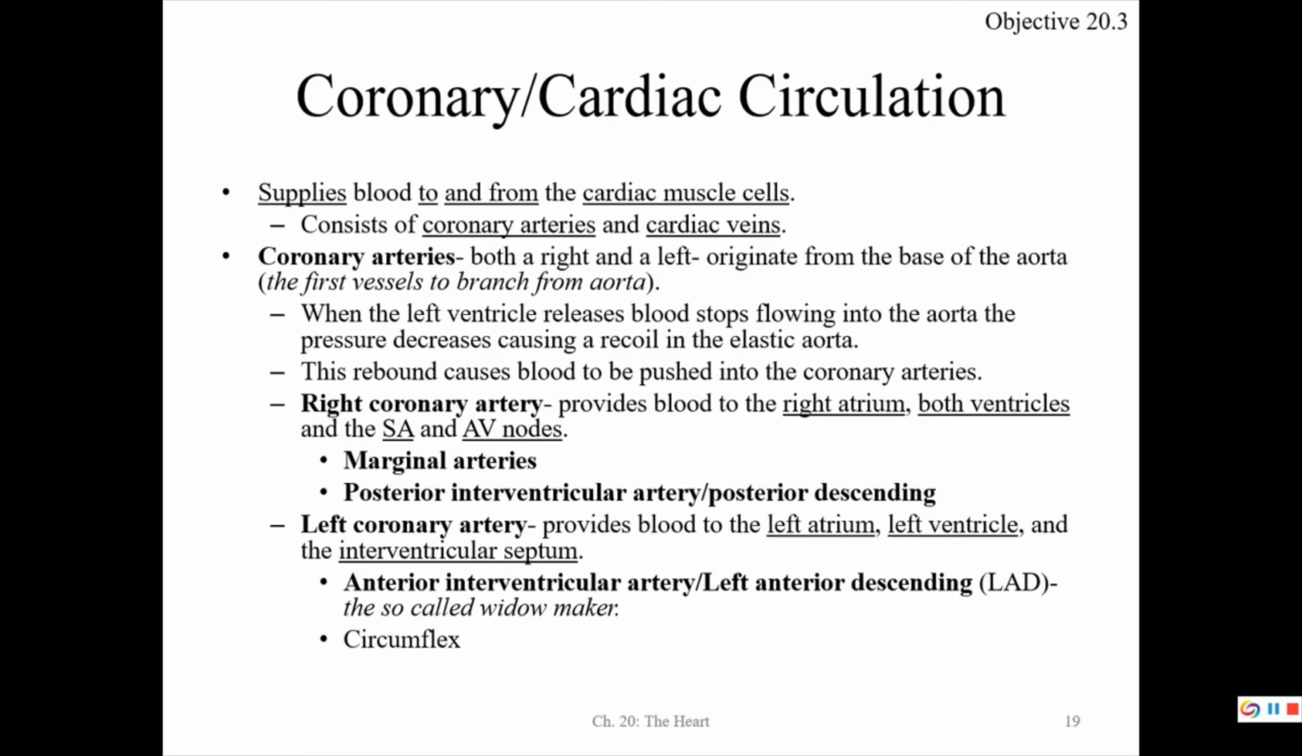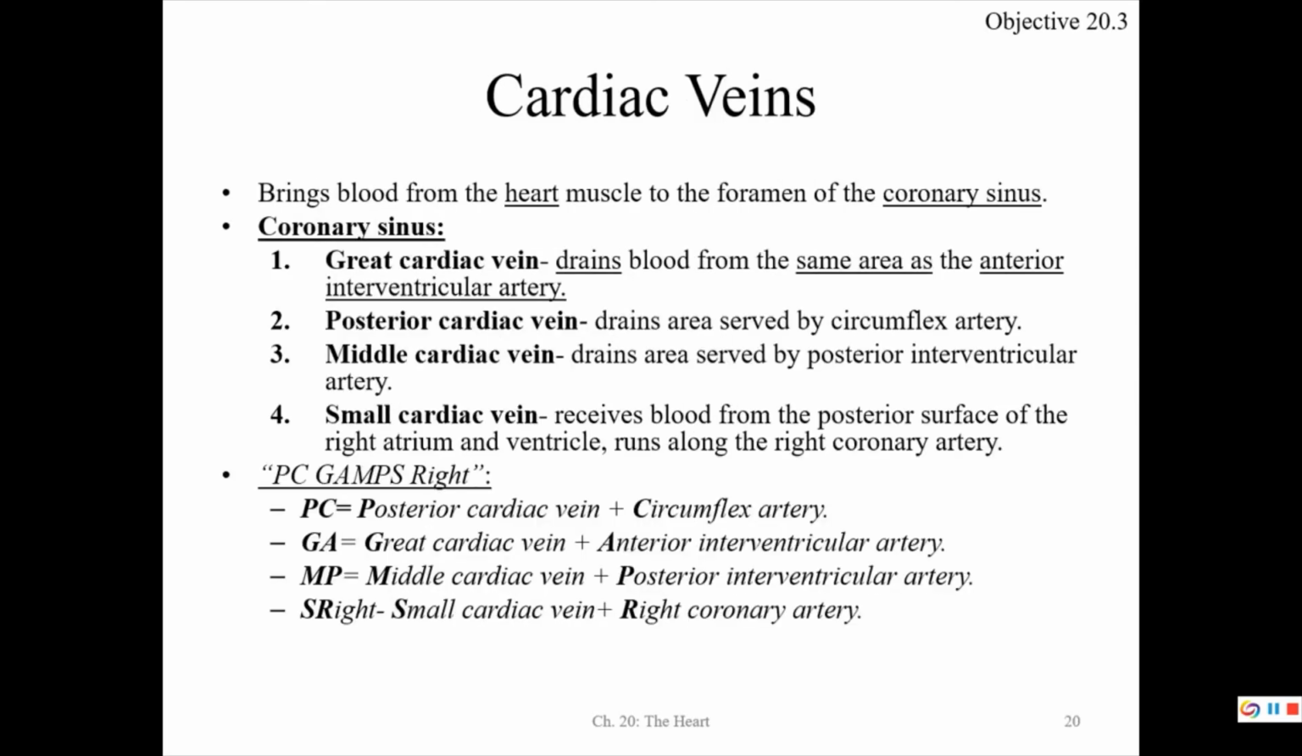So one of the things I may want you guys to know is which of these are branches off which, and that is something I could always ask either in lecture or in lab. Okay. Now, I do have a little mnemonic here that I'm going to use in a minute.